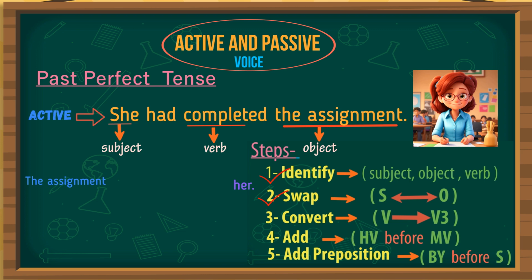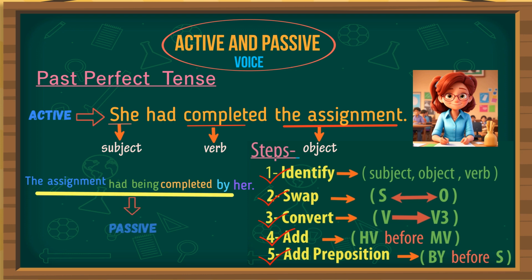Convert the main verb into the verb's third form. Completed stays completed. Add a helping verb of to be. It will be had been. Lastly, we need to add by before the subject. So, by is placed before her. Passive voice sentence: the assignment had been completed by her.